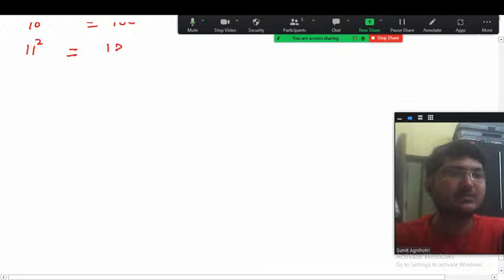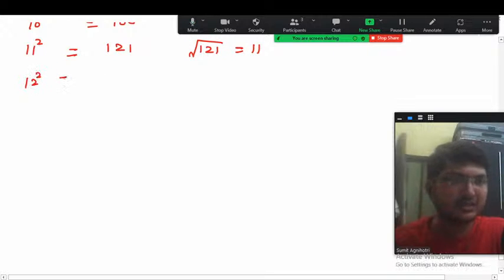11 square is how much? 121. That is why if you want the square root of 121, you can just write 11. Pradhan, are you there, listening to me? 144, the square root is going to be how much? 12.